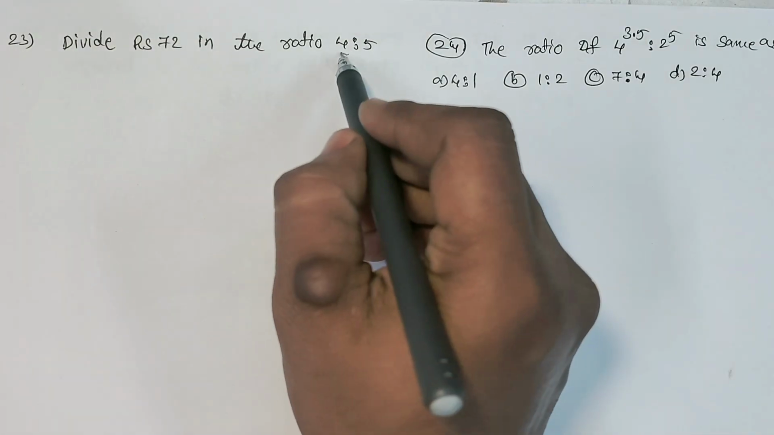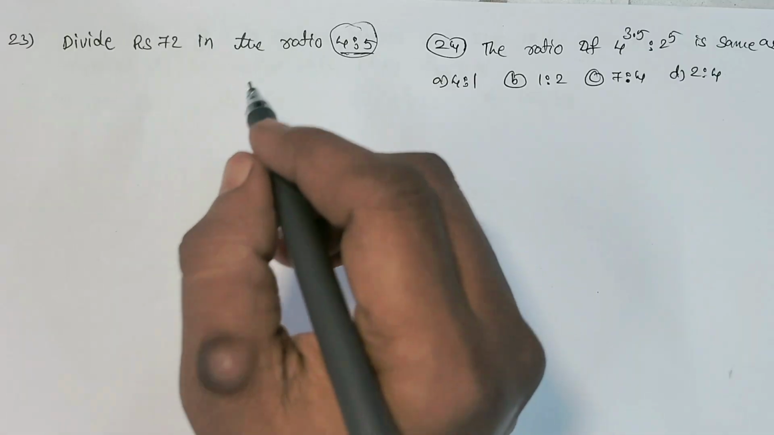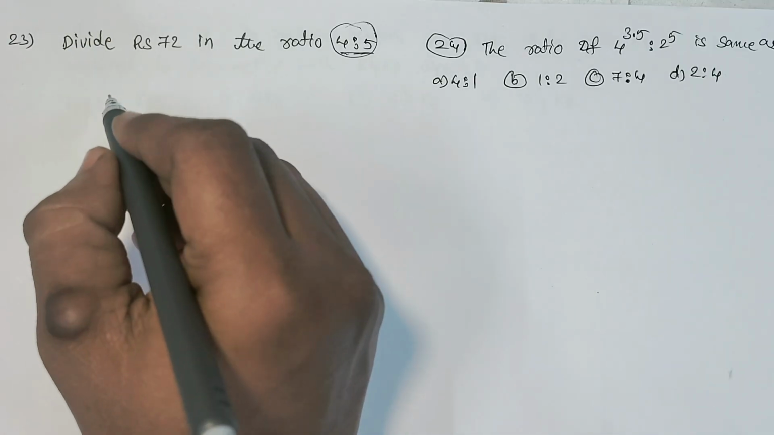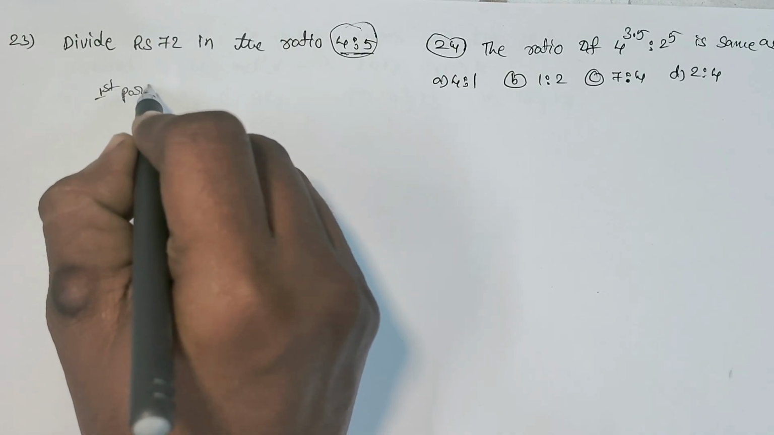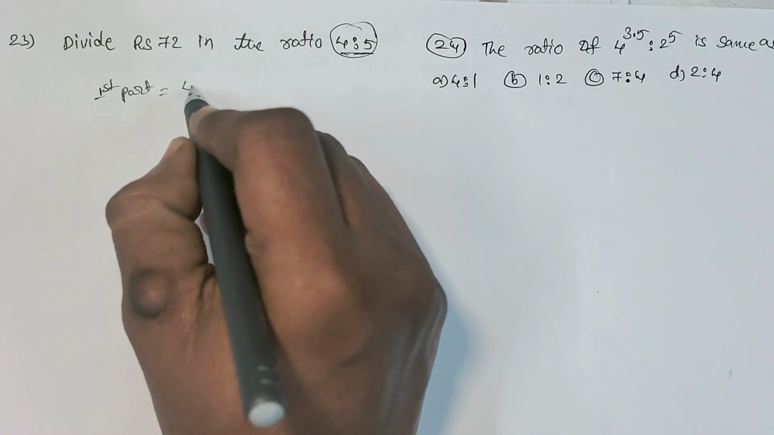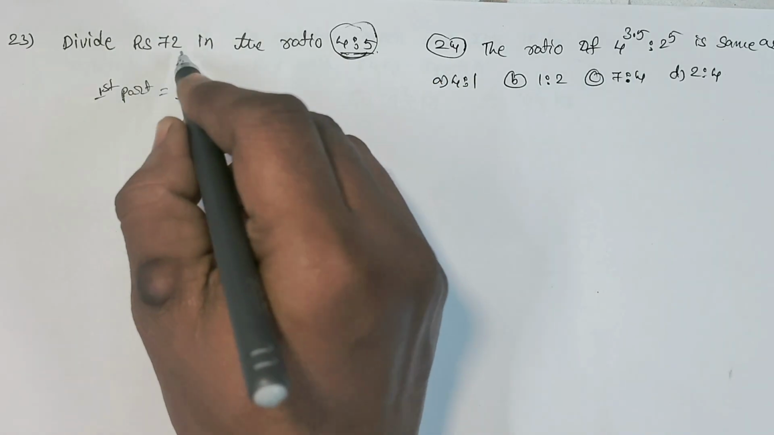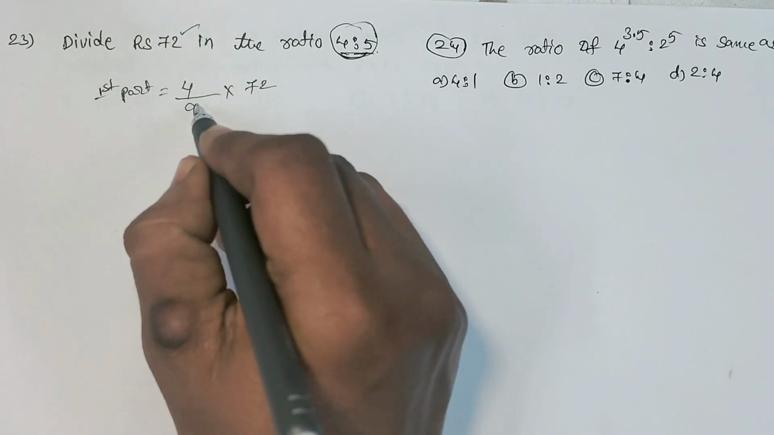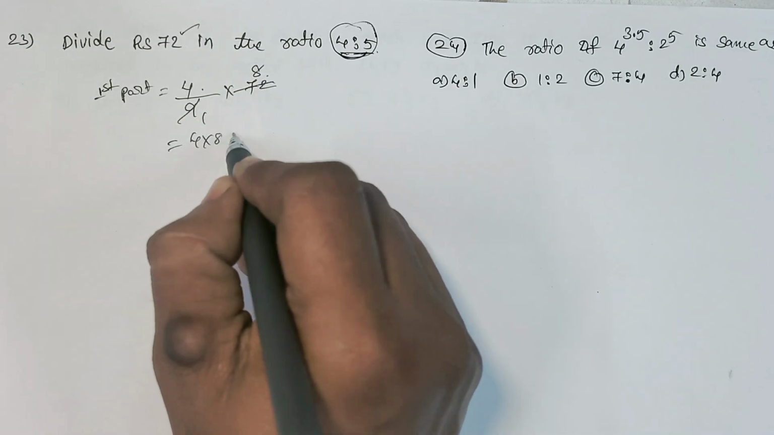Divide 72 in the ratio of 4:5. So in what ratio do we need to divide? We need to divide it in the ratio of 4:5. This problem can be solved in two ways. If you want to find the first part, which number represents the first part? That is 4 by the sum of the ratio terms, 4 plus 5, that is 9, into the total amount 72. 9 eights are 72, so 4 eights are 32.